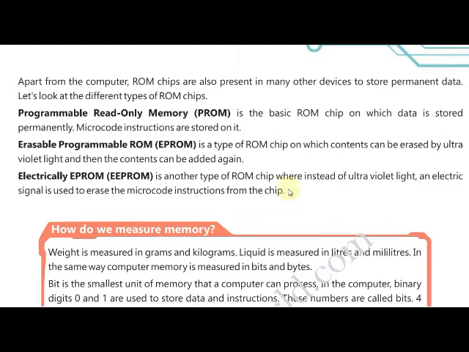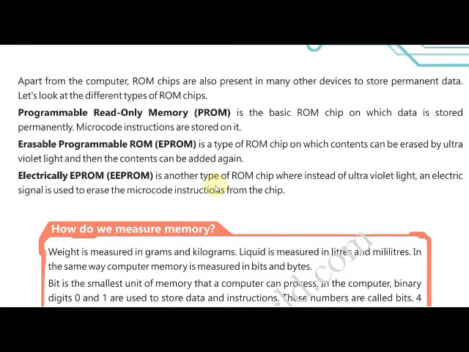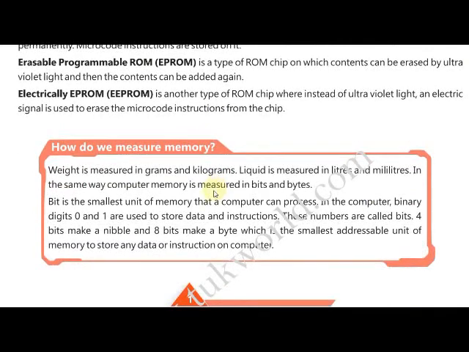It is quite similar to EPROM, but in EPROM UV lights are used to erase the content, whereas here, instead of UV lights, electrical signals are used to erase the microcode instructions or contents in the chip, which can then be replaced with other contents. It is about EEPROM. So here are the different types of ROM.